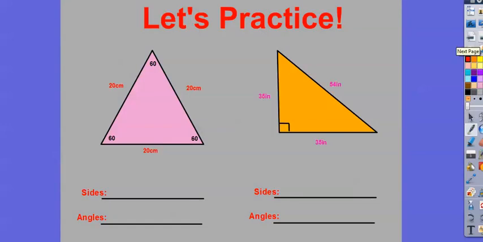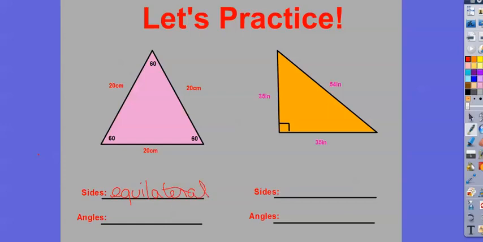Just a couple more. Looking at this, now instead of doing dashes to show you, I'm looking at measurements. So I say, okay, 20 centimeters, 20 centimeters, and 20 centimeters. Since all three of them are 20 centimeters, they're all equal. So this is an equilateral triangle.